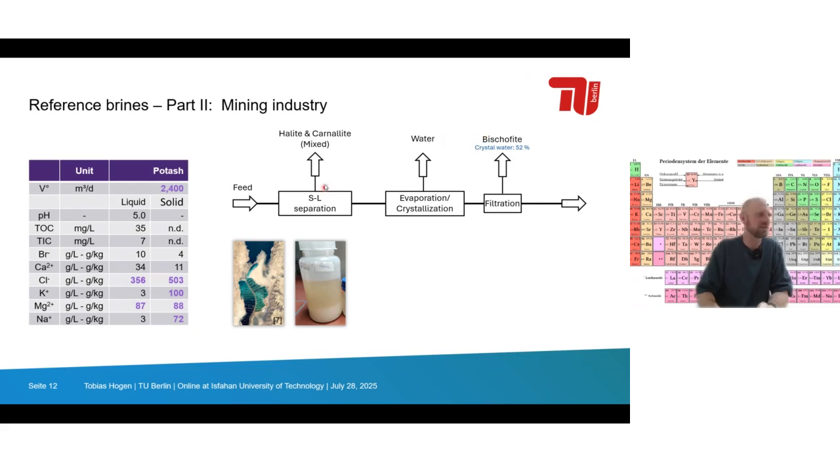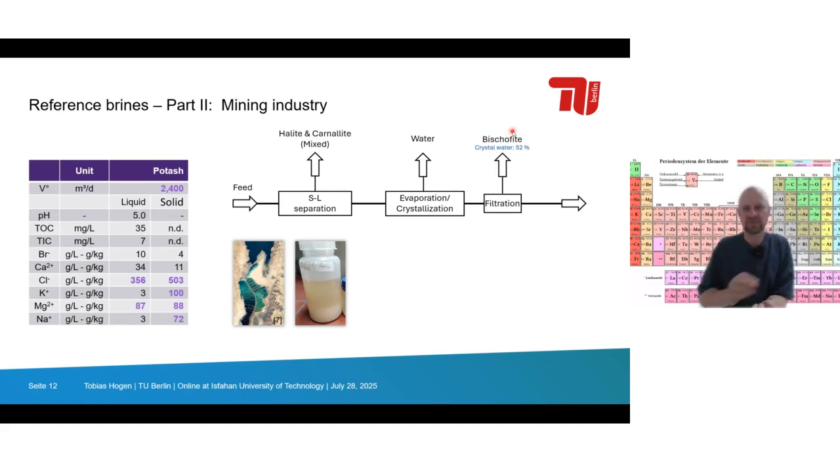Our process proposal finally was like this. First, put it to a solid-liquid separation to reject all the solid phase. You get some halide and carnallite mixed, which in this mix will not have really any market value. Maybe it's possible to put it back in one of these evaporation ponds upstream. But the liquid phase is nearly, or highly, pure magnesium chloride, and in an evaporation crystallization we target to create magnesium chloride salts of it.